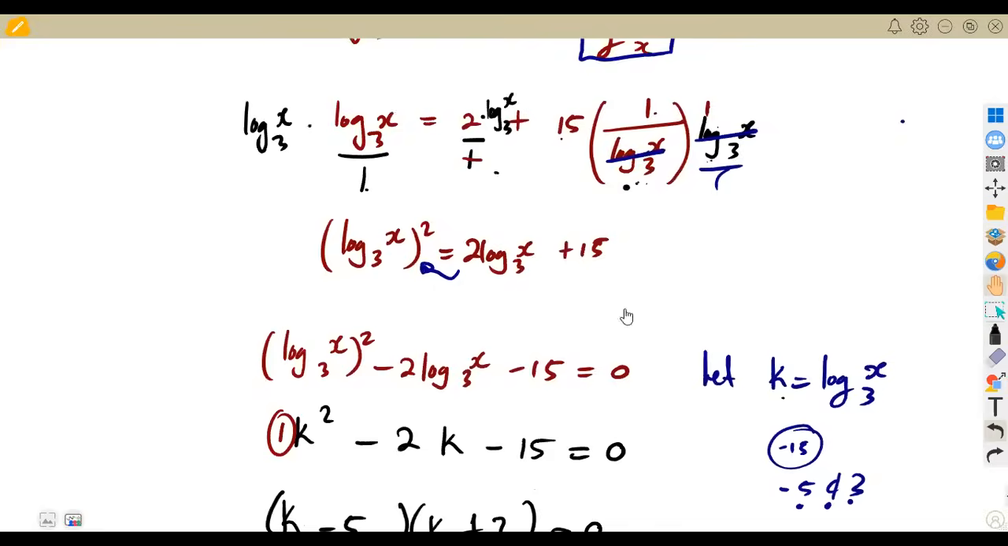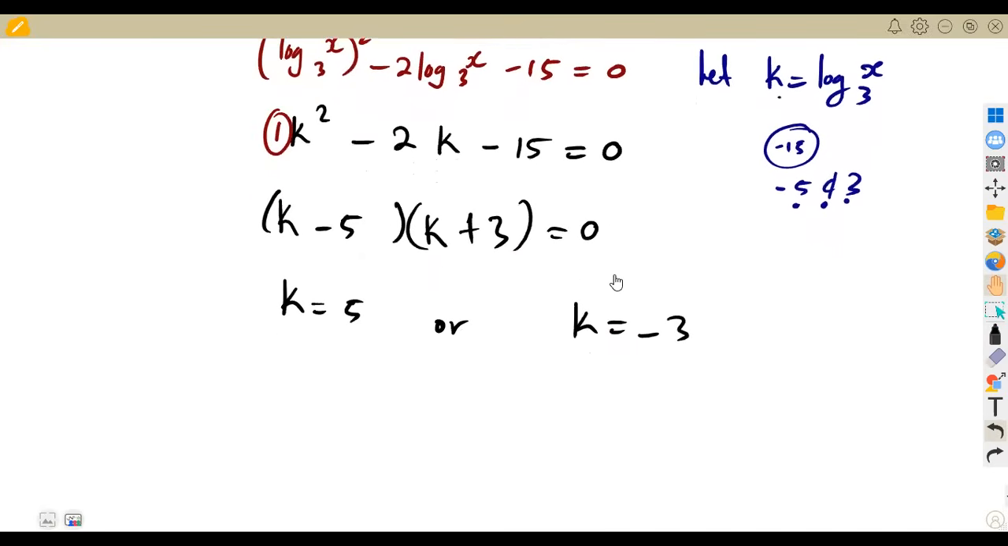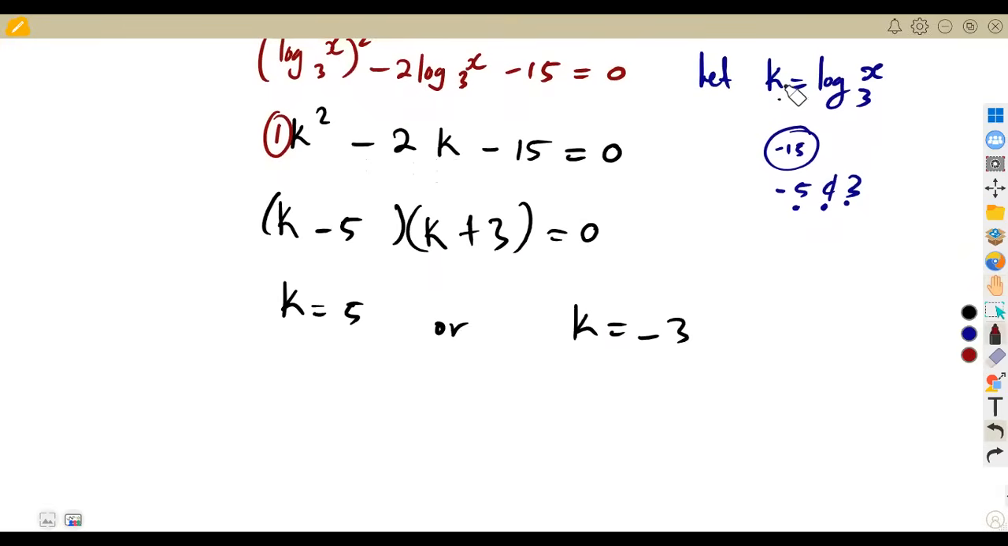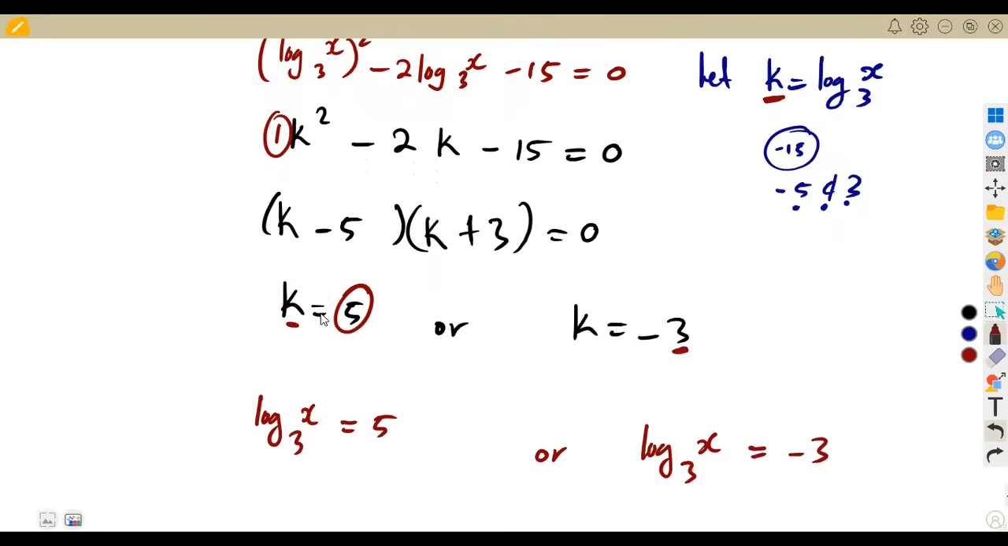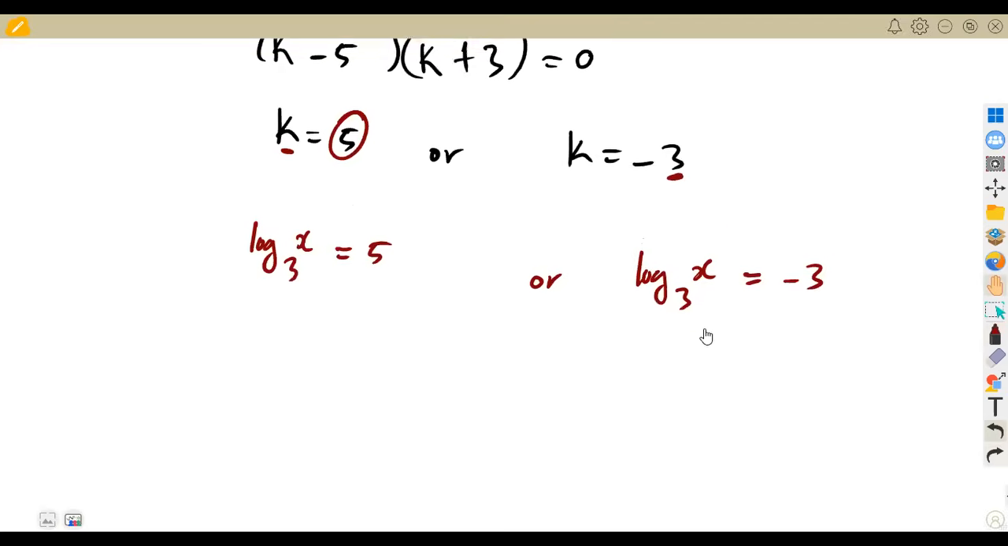So you're supposed to go back to the original introduction that we made here. Remember, we said let k be equal to the logarithm of x in base 3. So the logarithm of x in base 3 is equal to k, and our k on the first solution is 5, or the logarithm of x in base 3 is equal to negative 3. So we are now putting back our log x base 3 in place of k. That's an equation that we're going to solve for x now.